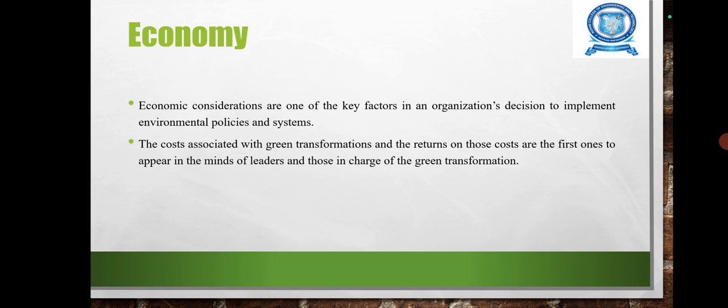Economic considerations are one of the key factors in an organization's decision to implement environmental policies and systems. That means the cost associated with green dimensions, and the return on the cost, are the first ones to appear in the minds of leaders and those in charge of the green transformation. It is the primary dimension along which the green transformation occurs in the organization.